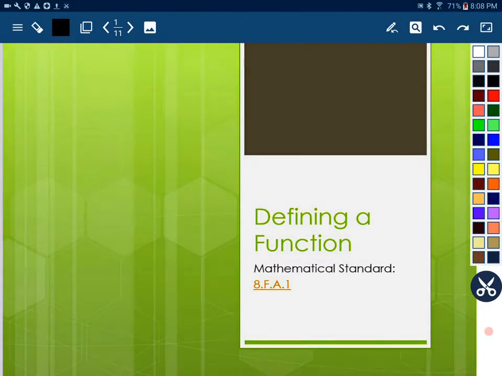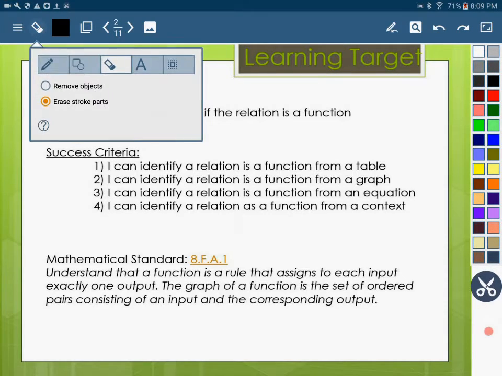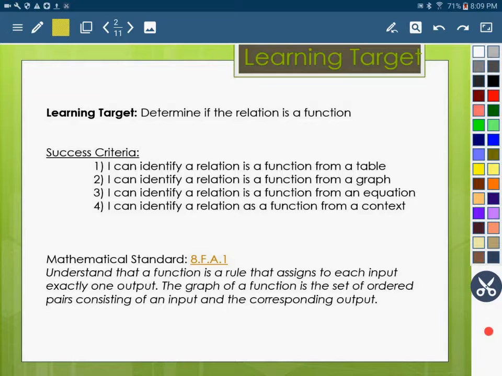Today we're talking about defining a function. So our learning target is just that, determine if a relation is a function. I'm going to highlight two things in that sentence because I believe there are two words in there that we may not know, and that's relation and function.